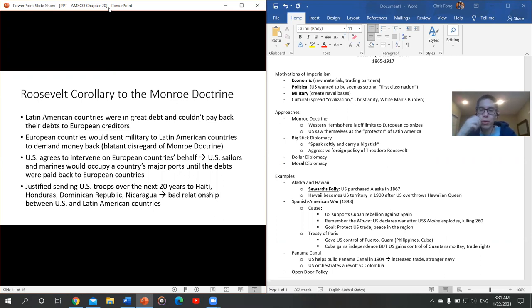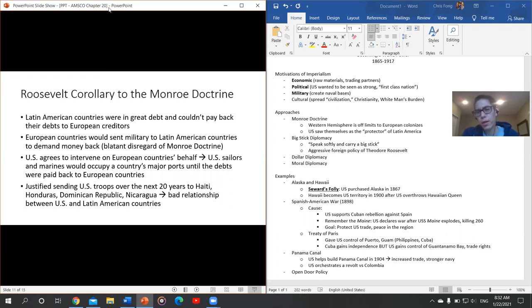What's called the Roosevelt Corollary to the Monroe Doctrine, or the Roosevelt Amendment, or Roosevelt Change to the Monroe Doctrine, Teddy Roosevelt actually allies with or agrees with the Europeans on this side. He says, okay, the U.S. will help these European debt collectors. U.S. sailors and Marines will occupy Latin America's major ports until those debts are paid back to European countries.